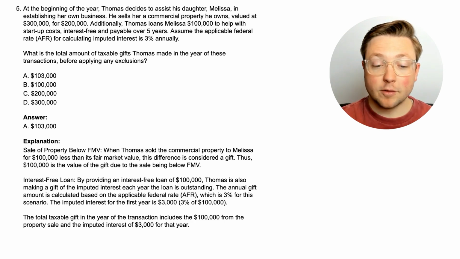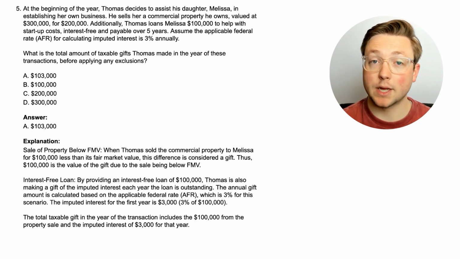So, for the sale of property below the fair market value, let's look at that. When Thomas sold the commercial property to Melissa for $100,000 less than its fair market value, this difference is considered a gift. Thus, $100,000 is the value of the gift due to the sale being below fair market value.